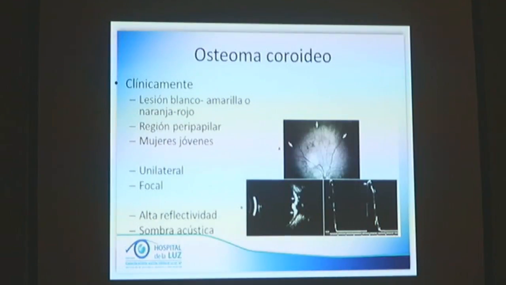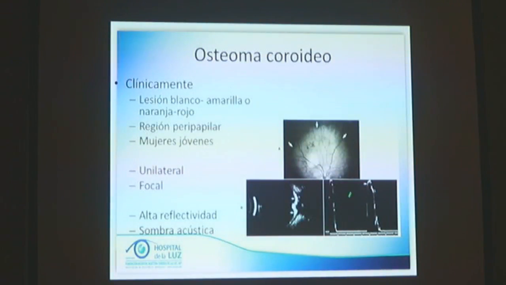Los osteomas coroideos son lesiones blanco-amarillentas, pueden tener también una coloración naranja-rojiza, se encuentran en la región peripapilar, por lo general son en mujeres jóvenes, tienden a ser unilaterales y focales y la reflectividad tiende a ser alta. Si se dan cuenta, en el modo B vemos una lesión en placa con una brillantez bastante importante y por detrás de la misma encontramos una sombra acústica posterior bastante importante.